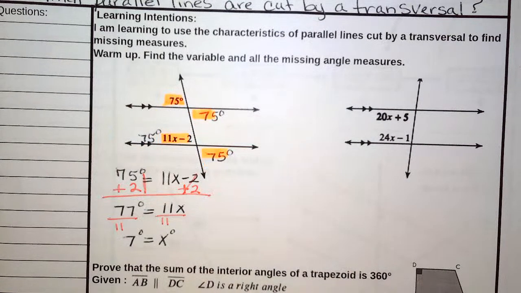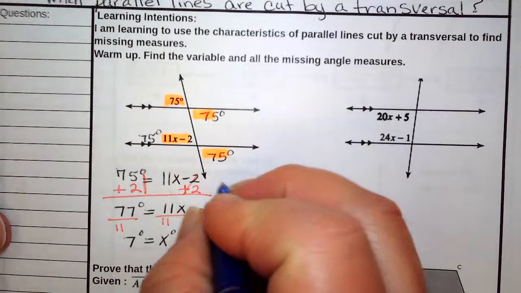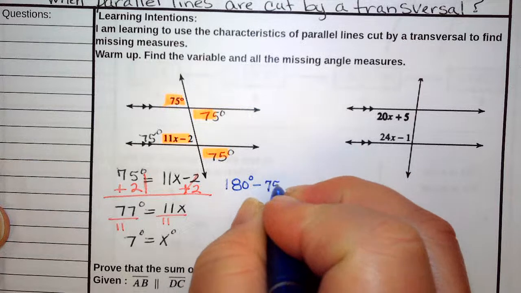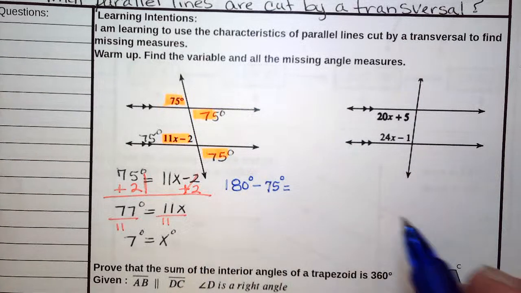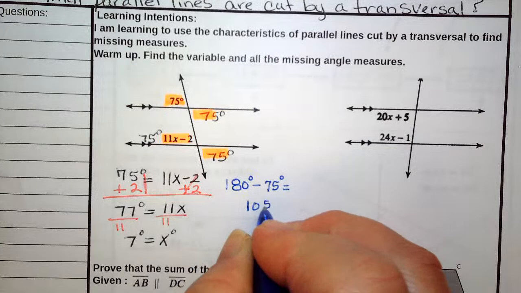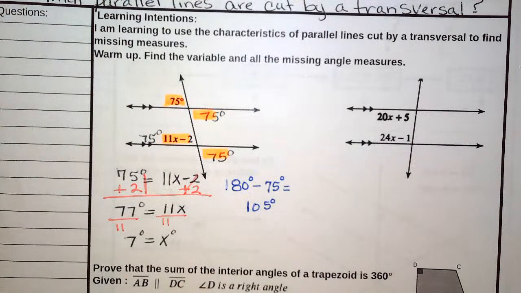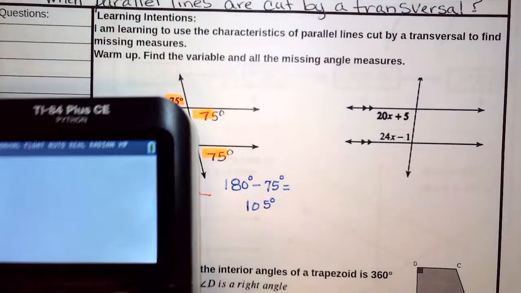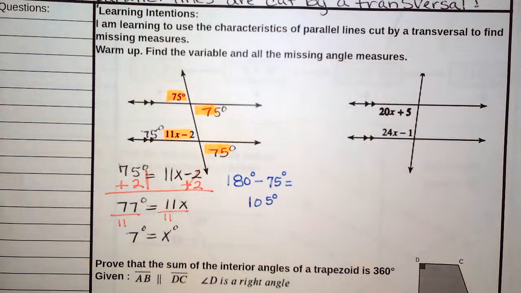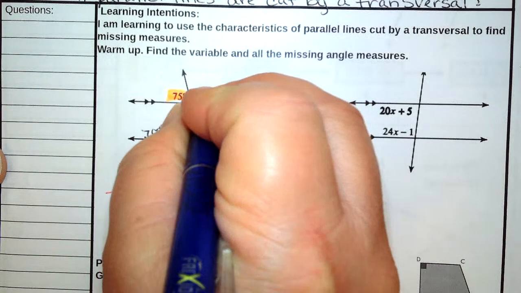If they are not congruent, then they are what? They are supplementary, which means 180 degrees minus 75 degrees will give me the other angle measures. And that should be 105 degrees. Everything else will be 105 degrees. Did I do my math right? Well, let's check it out. And I did. All the rest are 105 degrees.